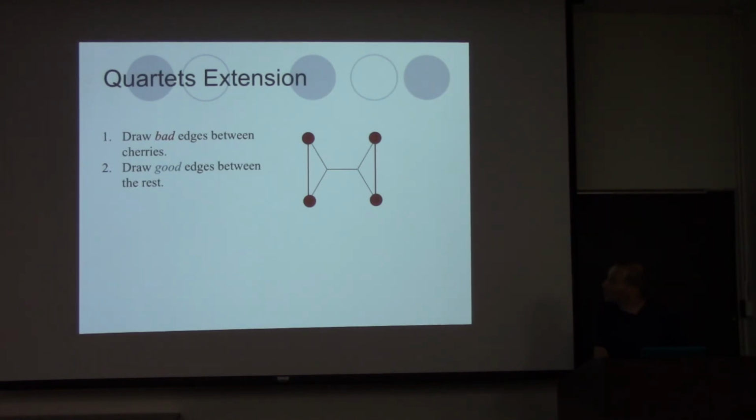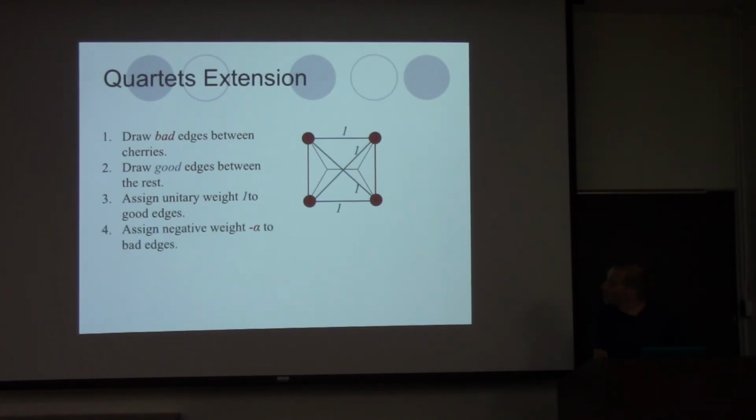So draw good edges between the rest. Okay, so these are the blues and the reds from before. You remember the reds and the blues? So we have them here, and assign unitary weight to these guys and alpha, minus alpha to the bad edges.